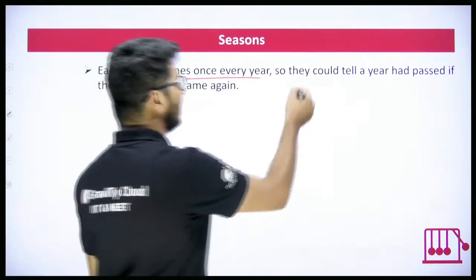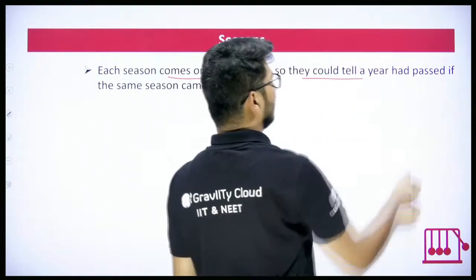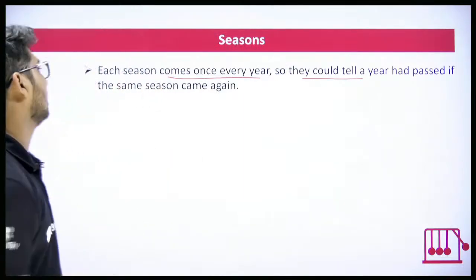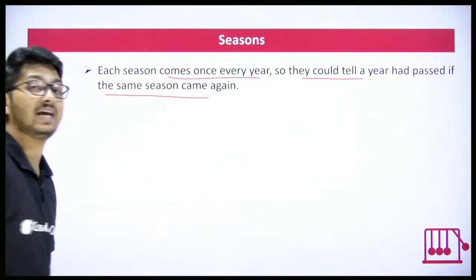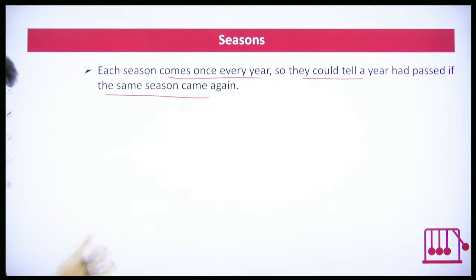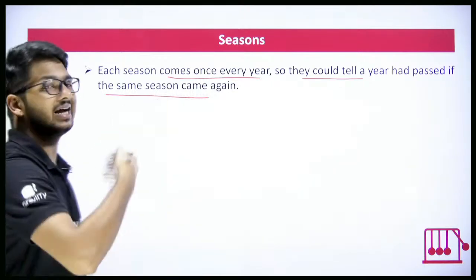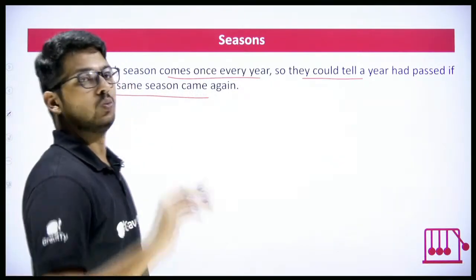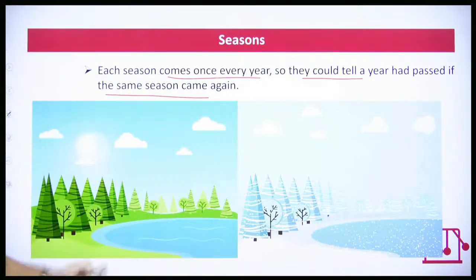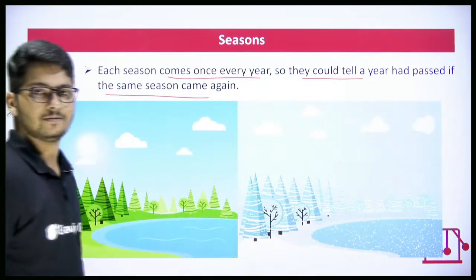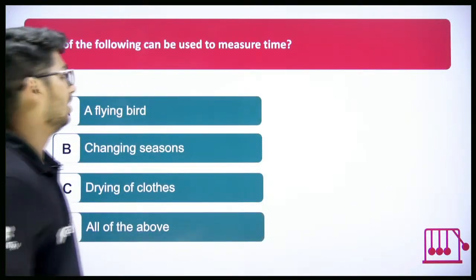So people long back could tell a year had passed if the same season came again. Now winter has passed. If winter again comes, it means it is 1 year, and likewise the different seasons. Good. So these were some natural examples. These phenomena, people found in nature.